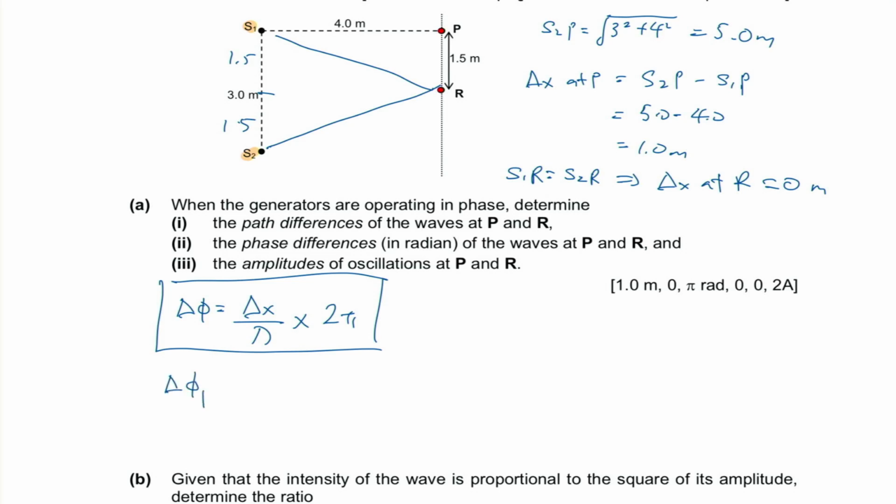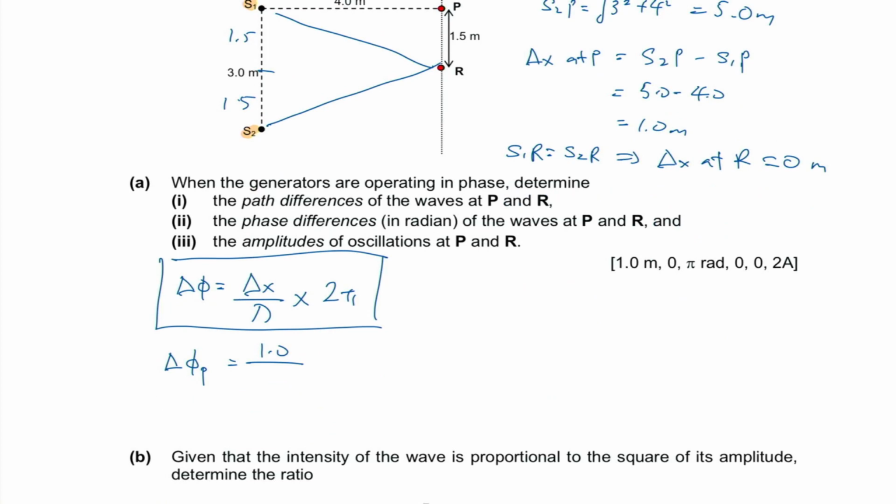So delta phi at P is equal to the path difference at P, which is 1.0. Wavelength given to us was 2.0 meters. So 1.0 over 2.0 times 2 pi, and this phase difference is pi radians. Then for the next one, delta phi, phase difference at R, path difference is 0. 0 divided by 2.0 times 2 pi again, you'll get 0 radians.